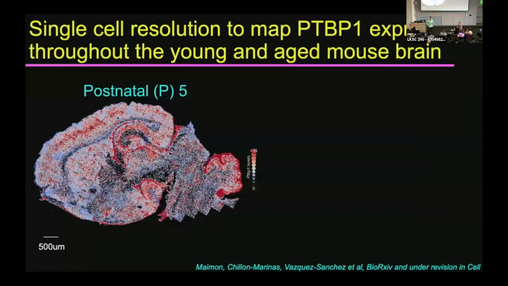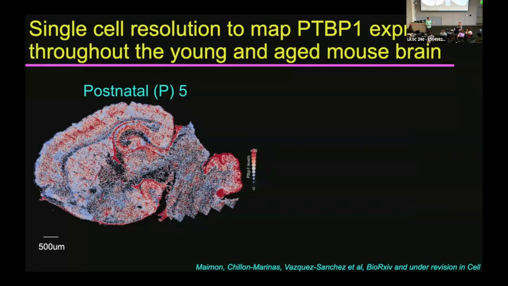Now, using this online visualizer first, because we want to knock down PTBP1, we want to know where PTBP1 is actually expressed. It wasn't known. So here you see one sagittal section of the brain. It's P5, very early in development. In red, you see cells that express more than 35 mRNAs of PTBP1, and blue is 0, and this is the scale here. And you could see that it is ubiquitously expressed, at least at this age.